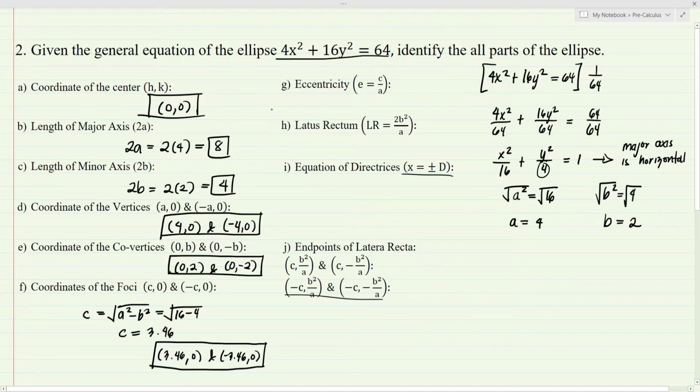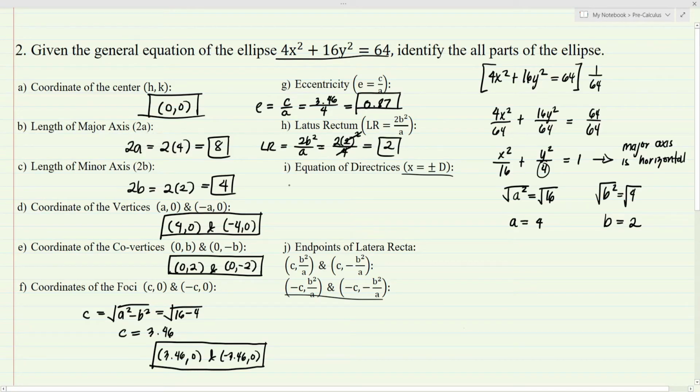Next, for the eccentricity of the ellipse, the equation is still c over a. c is now 3.46, a is 4, so the value of this one would be 0.87, rounded off to 2 decimal places. For the length of the latus rectum, this is still 2b squared over a. Substituting the value of b, that is 2 squared, over 4. So 2 squared and 4 cancel out. Therefore, the length of the latus rectum would be equal to 2.